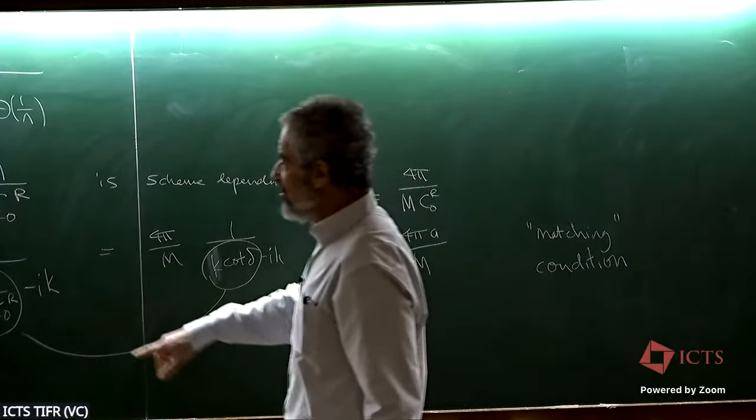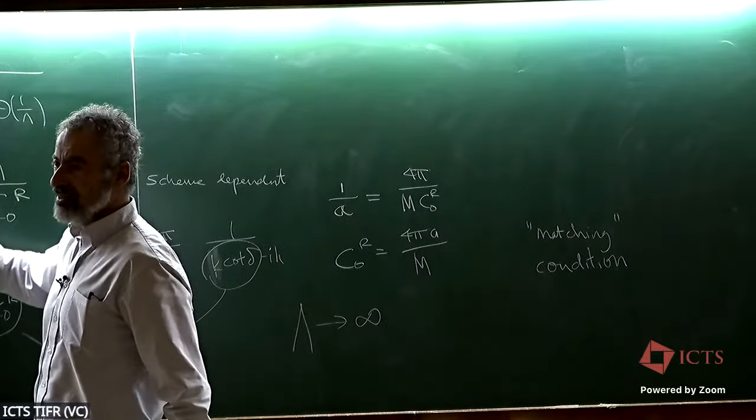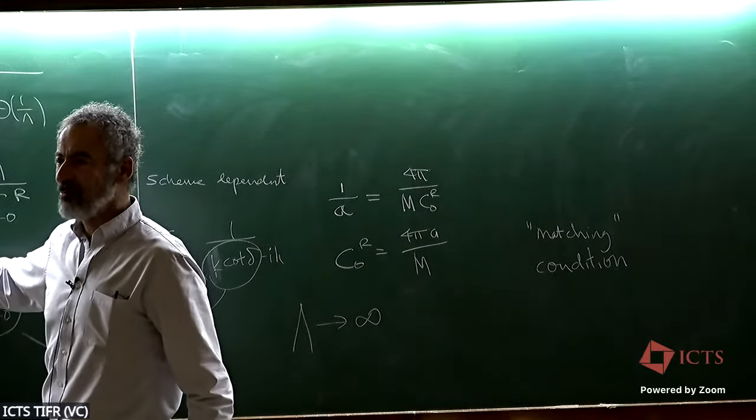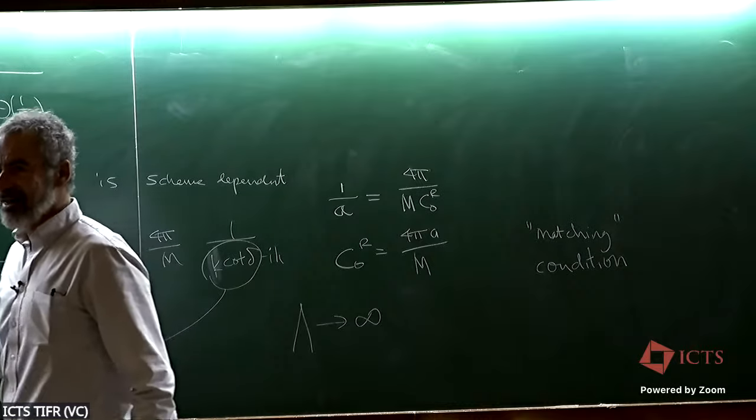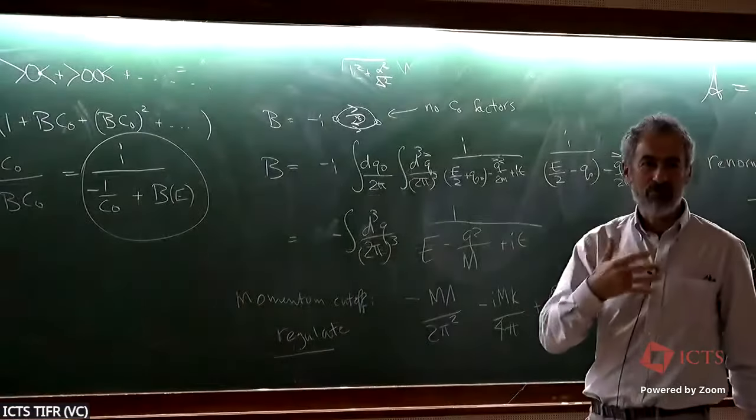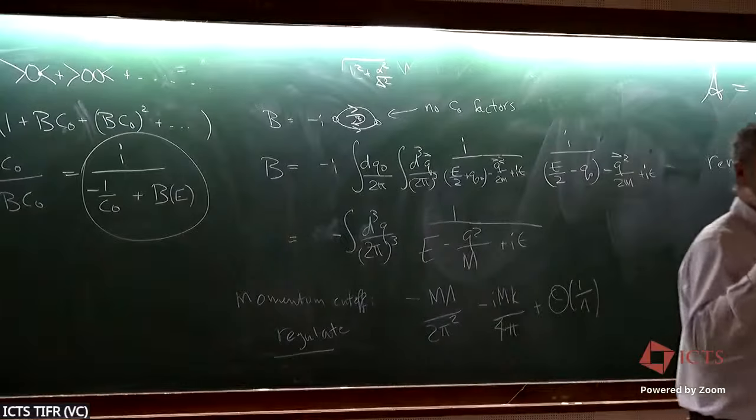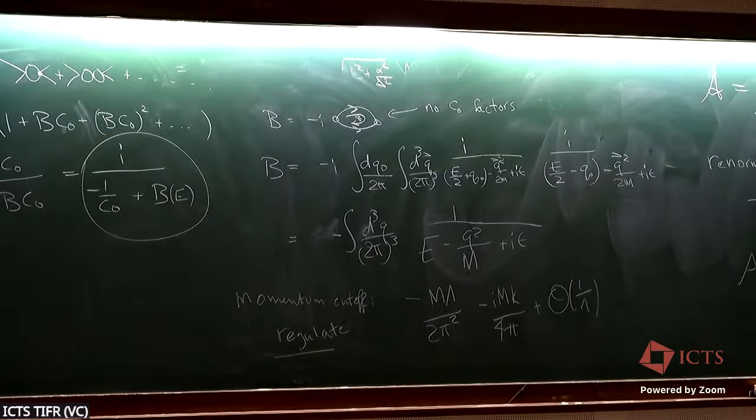Now, notice that as lambda goes to infinity, C naught has to be fine-tuned to a particular value. That is exactly the fine-tuning that we predicted by looking at what happens with square wells as you make them smaller and smaller. If you want to have any effect at low energy, you better fine-tune the coupling to a particular value. And in this scheme, this is the value that it has to be fine-tuned to.